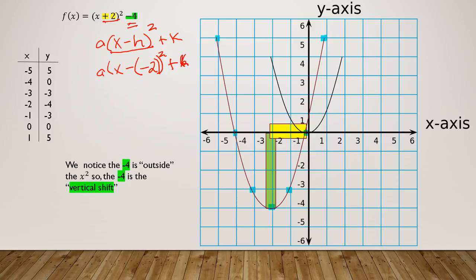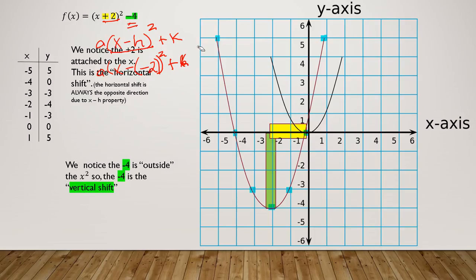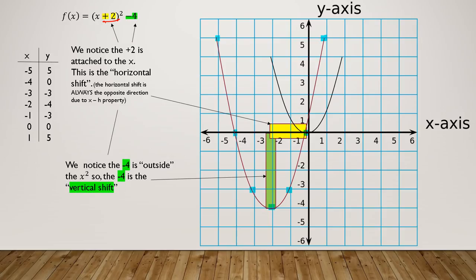So we notice the 4 is outside just like last time. So that's the vertical shift. But this time we have an h, and that h is a positive 2. And that means that it is a horizontal shift. And I also put the note there. The horizontal shift is always the opposite direction due to the x minus h property. There you go. And there's the 4, and there's the vertical shift.